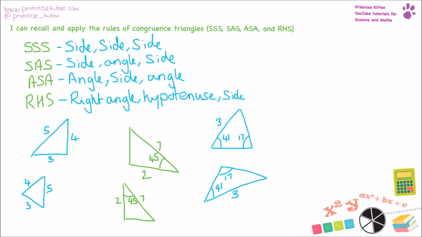Here we have two triangles that have two identical angles and a side that are the same, so these are the same. Our last two triangles both have a right angle, they both have the same hypotenuse, and one of the other sides is the same.